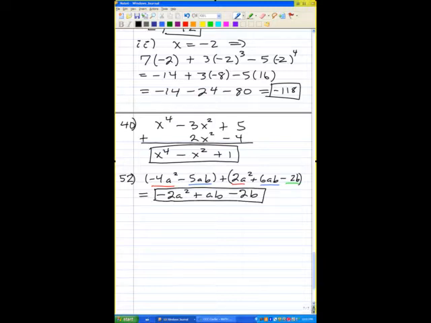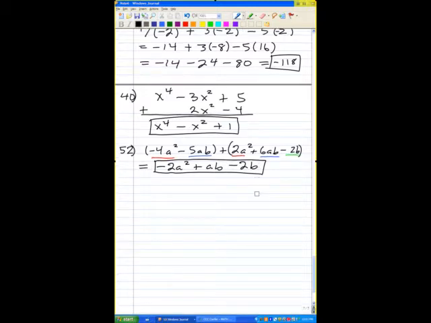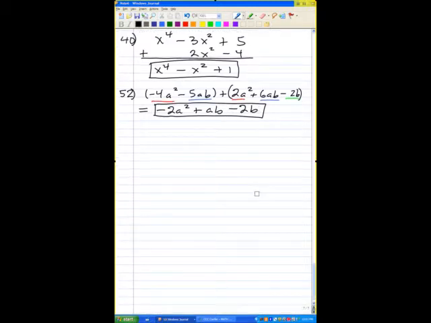So if I add these up, I get negative 2a squared plus ab minus 2b. Notice that none of these three terms are like terms. Therefore, I cannot add them and cannot combine these because they're not like terms. And so I've simplified it as much as possible. Let me do problem number 64.